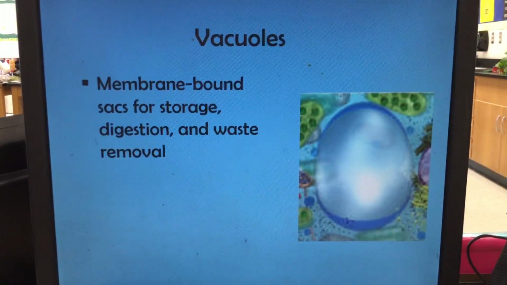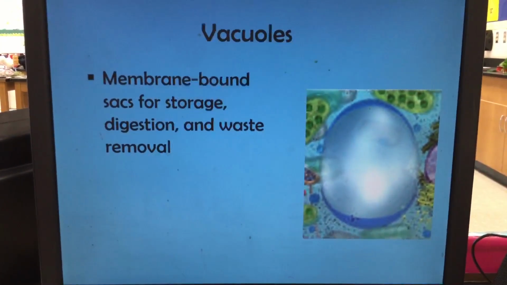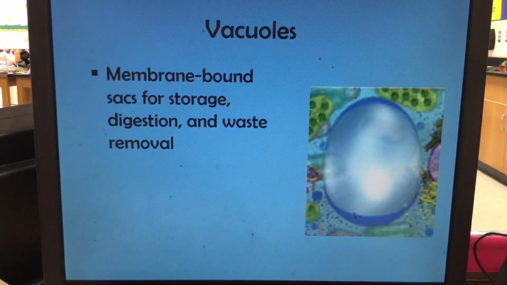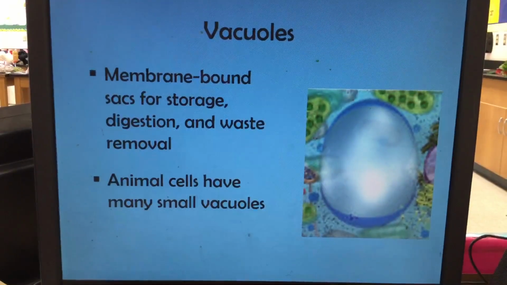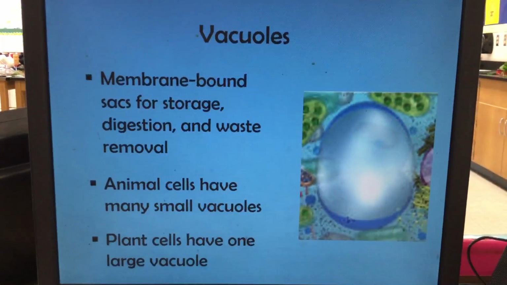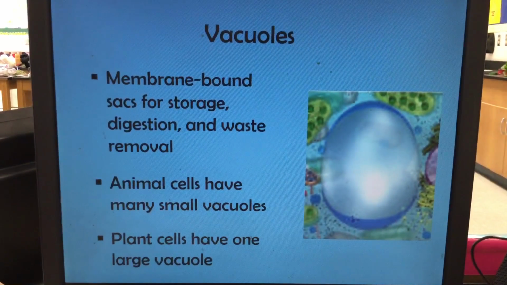So next is the vacuole. This is the membrane-bound sac for storage, digestion, and waste removal. Animal cells have many small vacuoles, while the plant cell has one large vacuole.